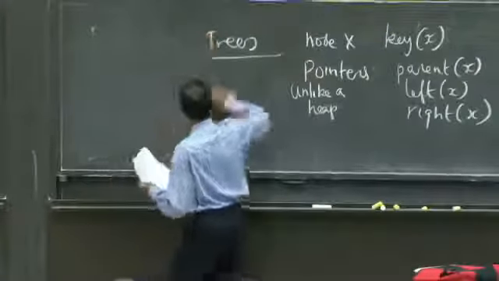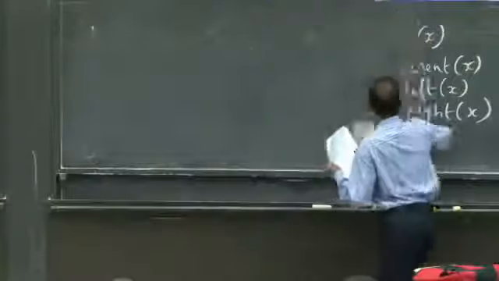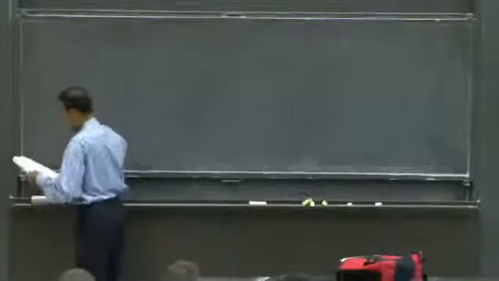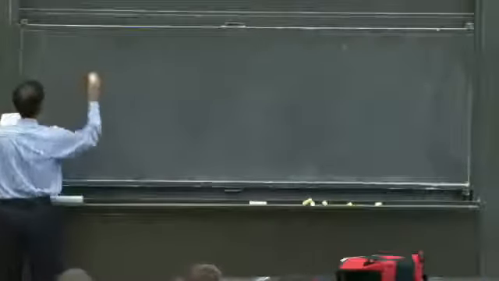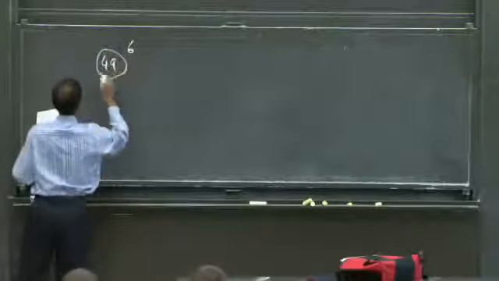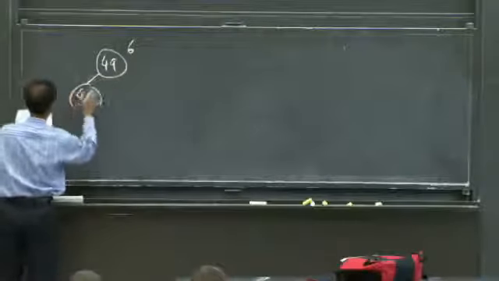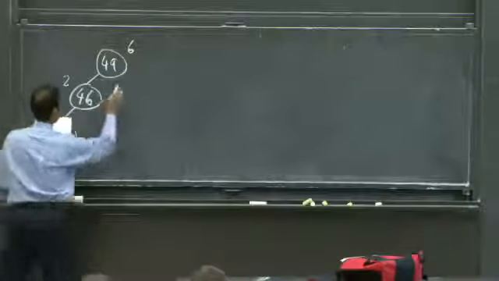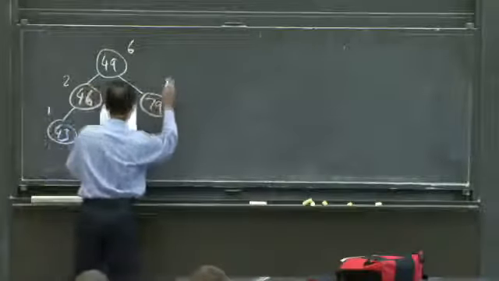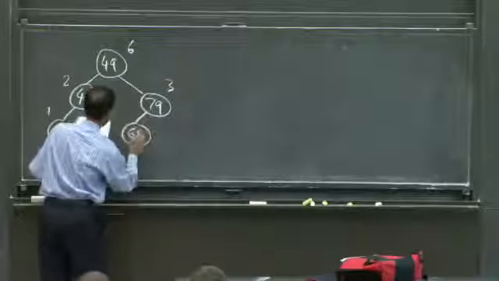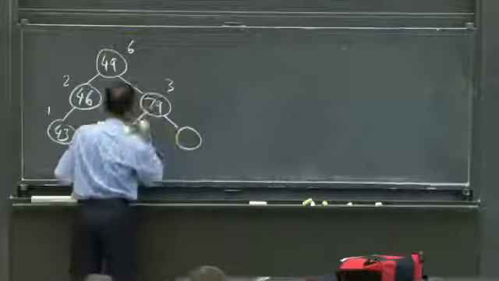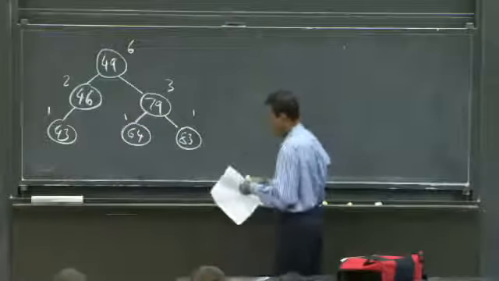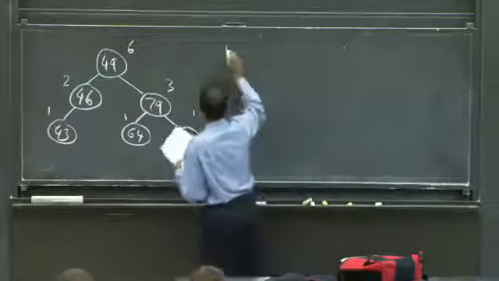So I've added this 43, and let me draw that out here and see if you can answer this question. This is a subtle question. So I got 49, and that subtree size is 6. I got 46, subtree size is 2, 43, 79, 64, and 83. Okay?